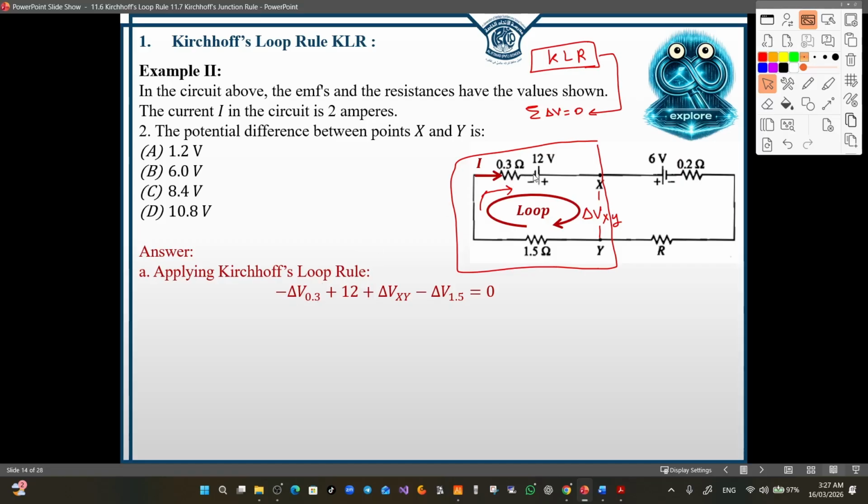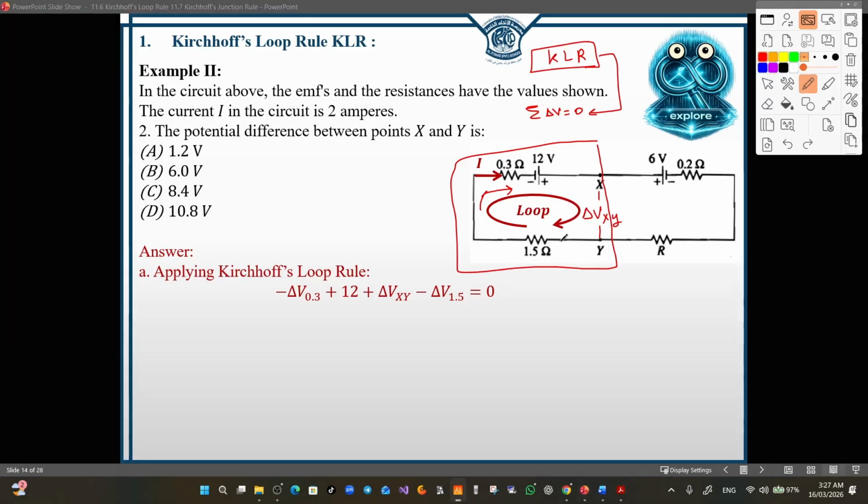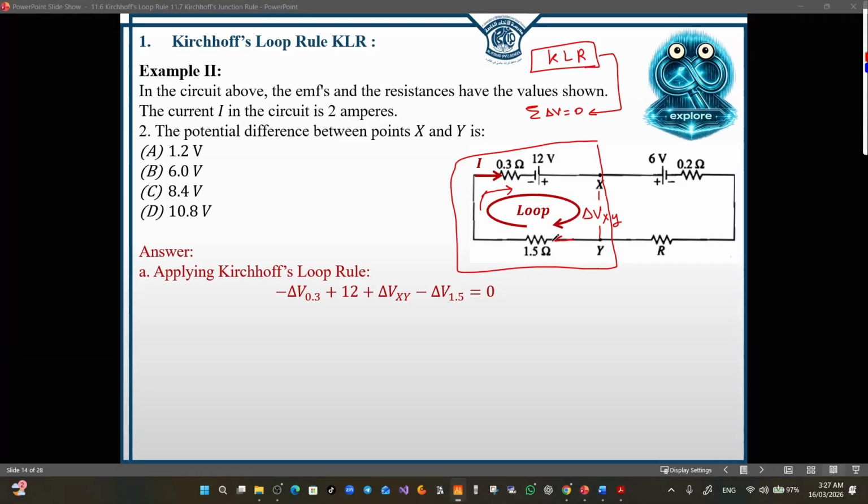Now we complete our rotation. We can notice that we are entering the negative terminal of the battery using our loop direction. And when we enter the negative terminal, we use the electromotive force with the plus sign. Now we complete our rotation. Now we go down. Here we have the delta V XY, which is unknown. So we write it in our equation because this is the potential difference that we need to find. We complete the rotation. Now we are at the 1.5 ohm resistor. Remember to assign the direction of the current. The direction of current in this loop will be the same.